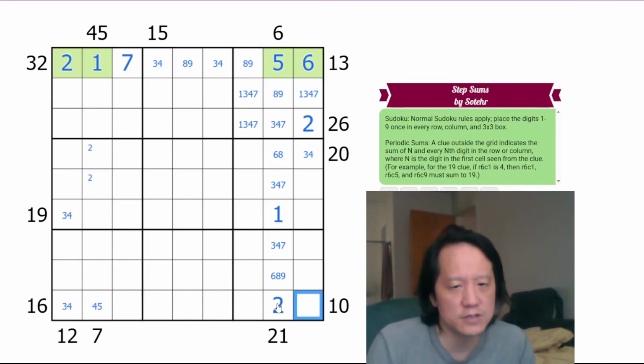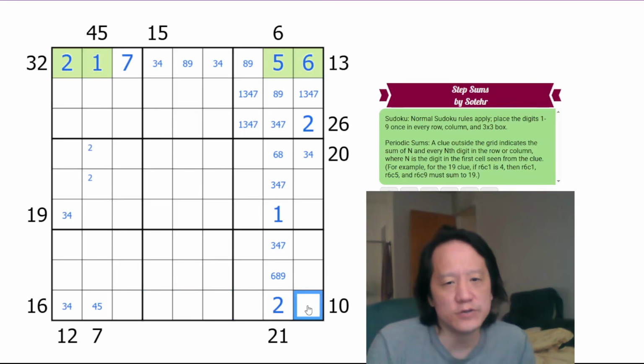So 6, 1, 2, 3, 4, 5, 6 away would be 4 here. And that would eliminate 4 from the rest of this row. Okay. Otherwise, 5 doesn't work because 1, 2, 3, 4, 5 would have to have 5 and 5 here, which is obviously a duplicate in the row.